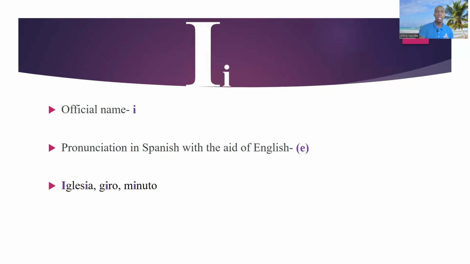I, E. So the letter I in Spanish is pronounced E. So the letter I is going to be pronounced like the English letter E. That would be letter I in Spanish. So E. Iglesia, church. Hielo, ice, and the word that was reused, minuto, minute. All right? So yes, E.